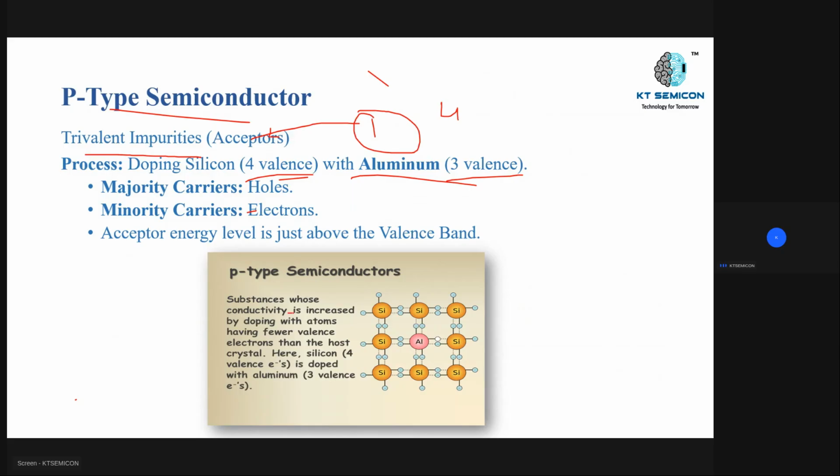So see here, we are adding aluminum here, and the bond is forming. Here we have one less valency electron in the shell. So this acts as the acceptor, which means a hole. This is the hole, right? It acts as the acceptor. That's why we have majority carriers as holes and minority carriers as electrons in p-type semiconductors. Understand? So the acceptor energy level is just below the valence band.